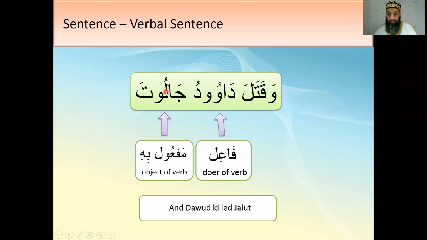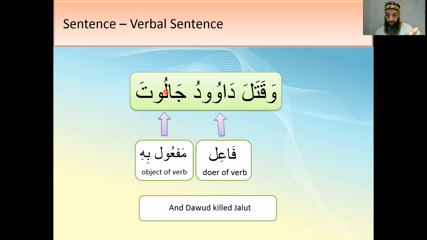Okay, will marfu always be in that order? No. Marfu could be anywhere. It could come later on. It could come with a few gaps. It could come with a few words between. There was one verse I wanted to put in these slides, but I haven't put it, so I can't show you. Okay, so the doer is always marfu. The thing that the verb is done to is mansub.